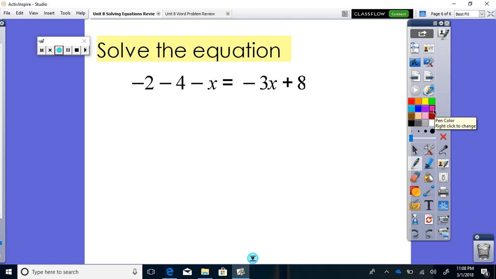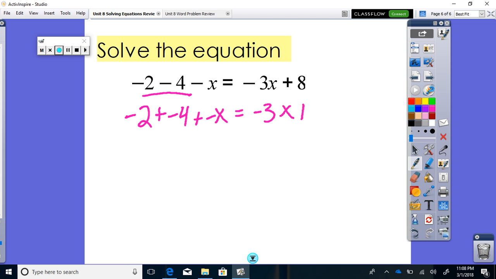Okay, this problem not only has variables on both sides, but it also has some like terms. So since it has like terms on the same side of the equal, the first thing you're going to want to do is combine those like terms. And remember, when you're subtracting, that is the same thing as adding the opposite. So you have a -2 plus a -4 plus a -x equals a -3x plus 8. That makes it a little bit easier for us to see that -2 plus -4 is -6 plus -x.